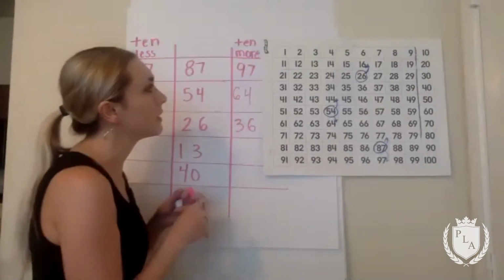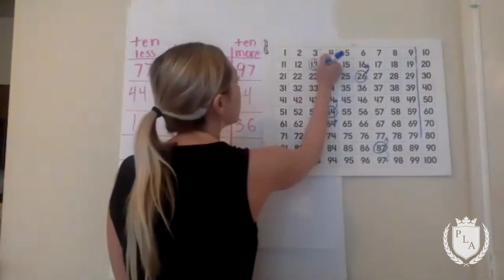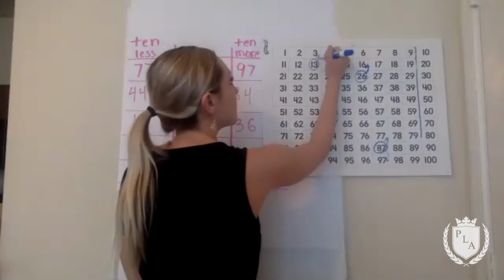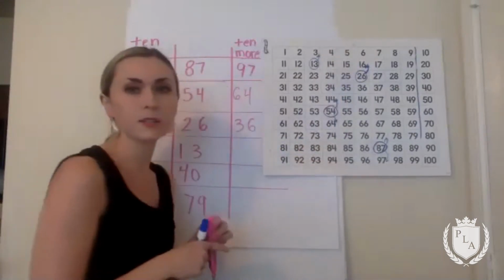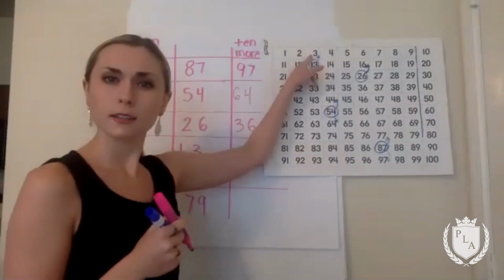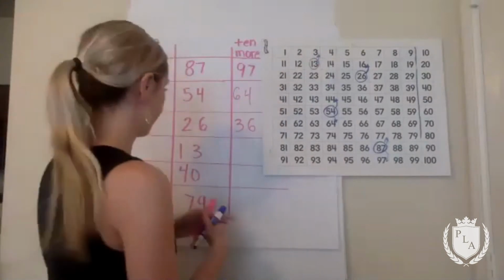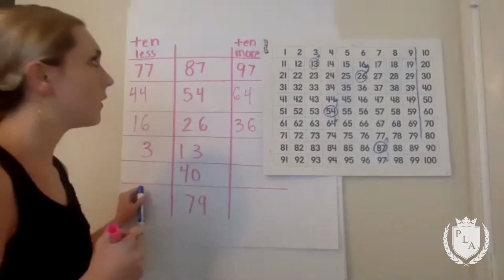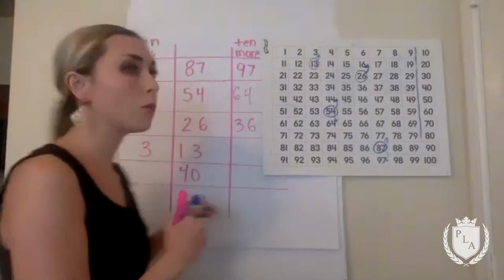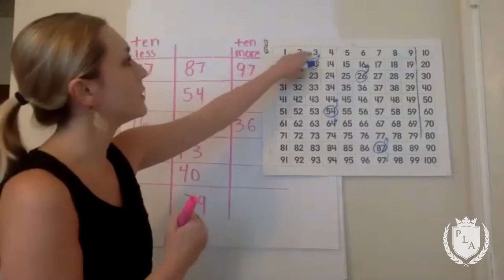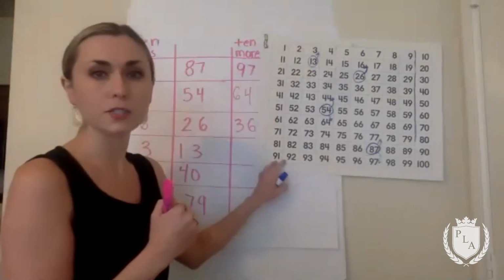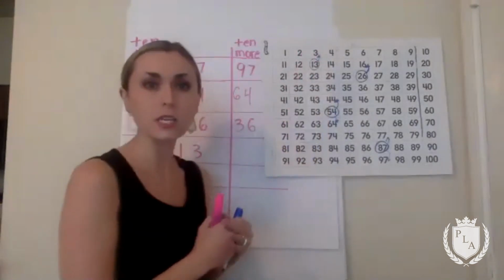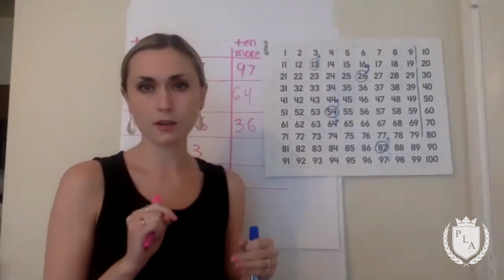So I'm gonna find 13, jump up. What's my answer? What's 10 less? It's 3. So in this case, there was no 10 here. There's no 10s here because it's just 3 ones. There's no 10s yet because in 13, there's only one group of 10.